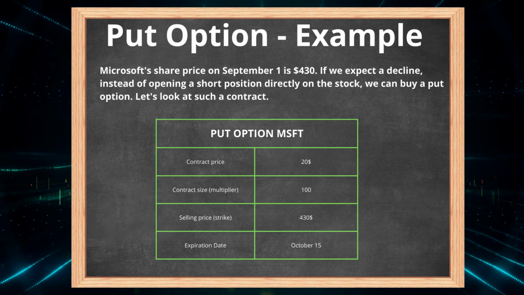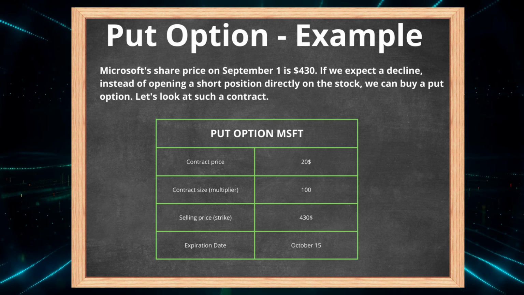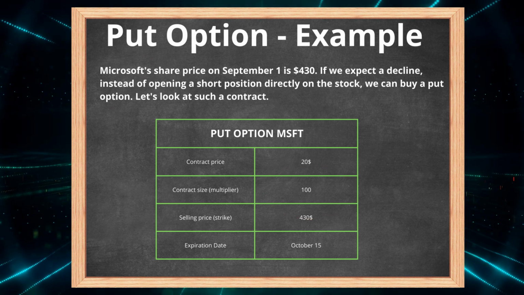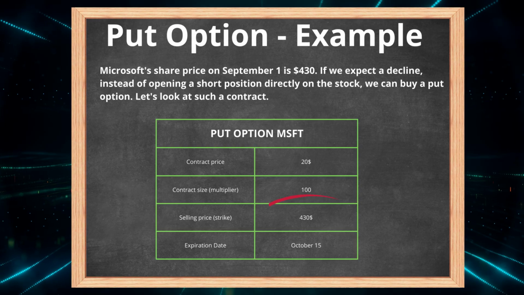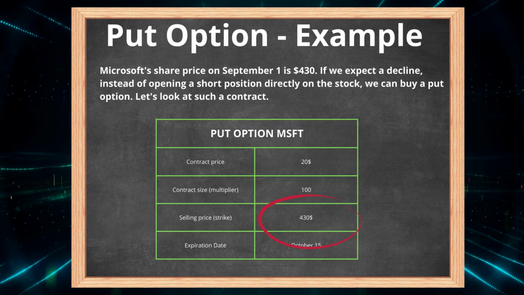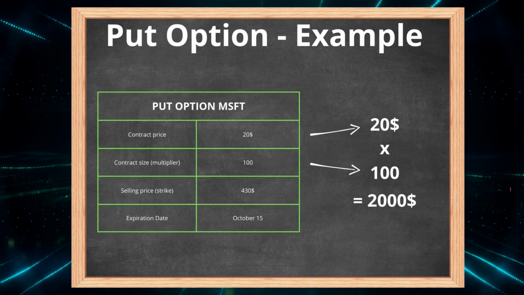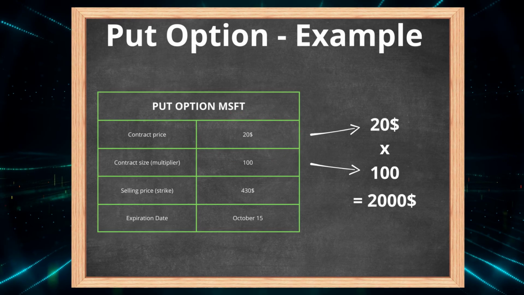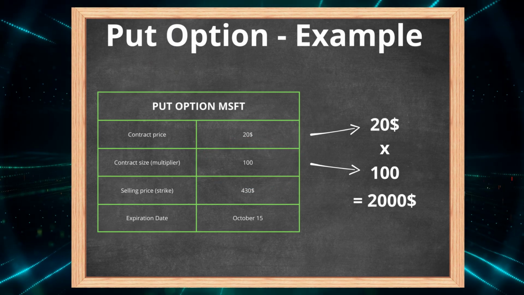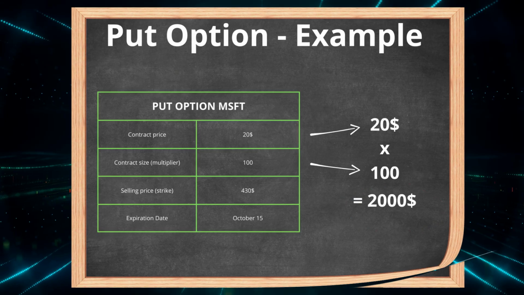As the holder of this contract, you have the right to sell 100 shares of Microsoft at $430 at any time before October 15th. To buy this contract, you pay $2,000. Why? Because the quoted price is $20 per share and the option controls 100 shares. $20 times 100 shares equals $2,000 premium.